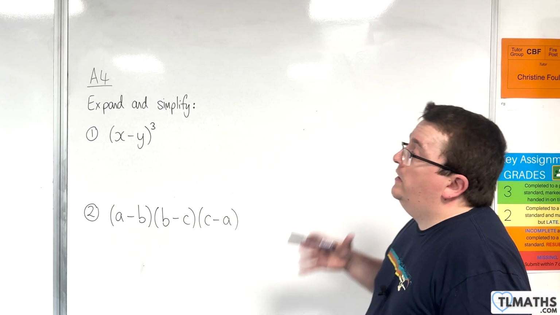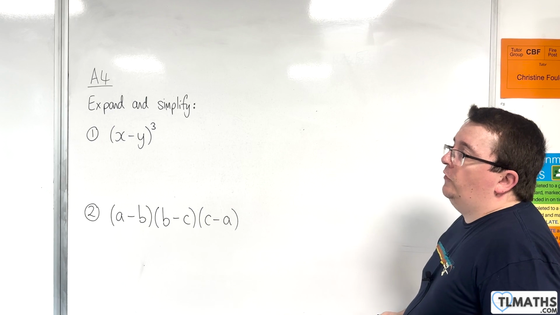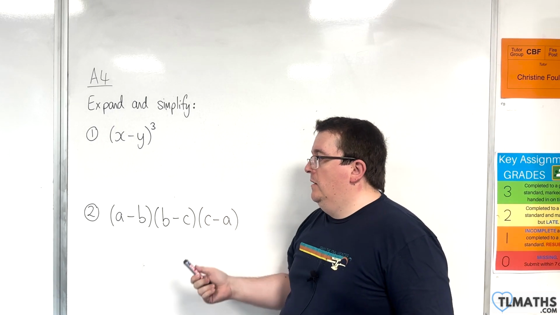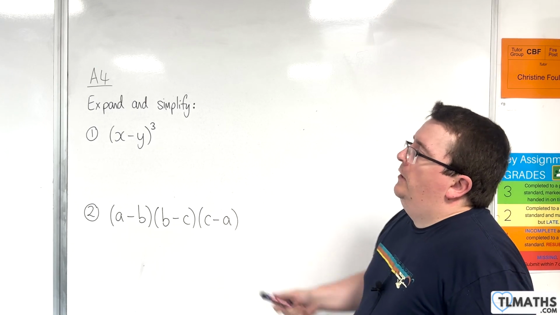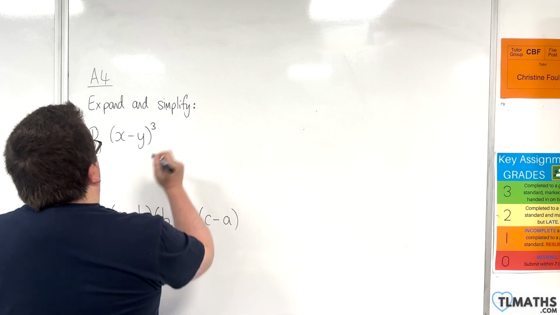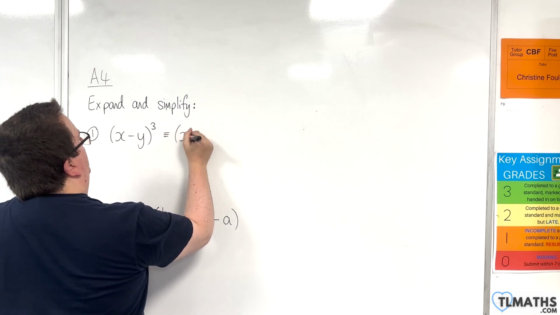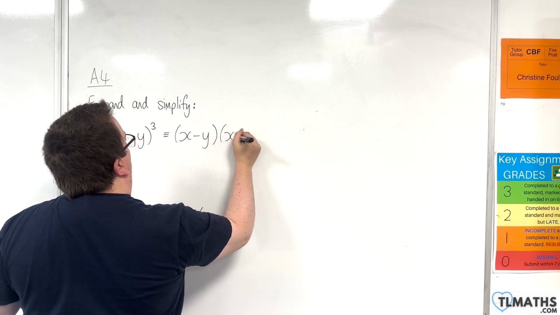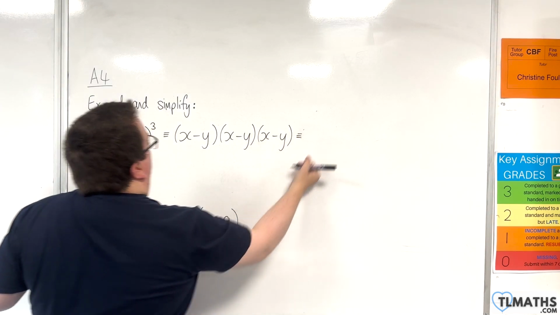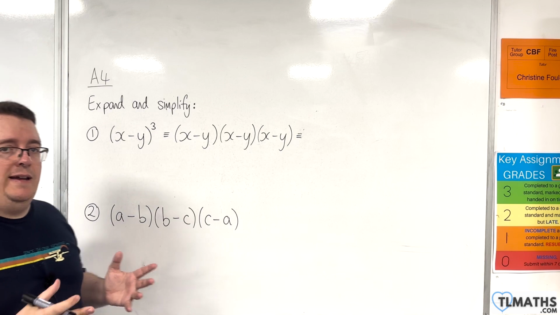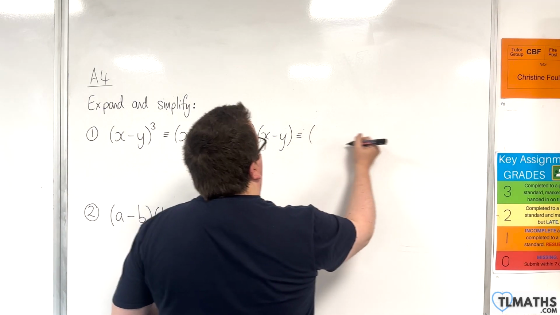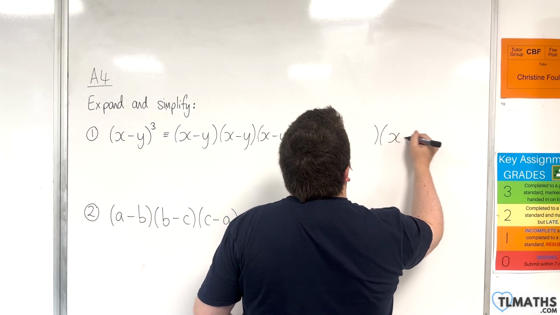So in this video, we're going to look at two more examples of expanding triple brackets. So in this case, I'm including more than one variable. So for number one, we've got x take away y all cubed, which of course is x take away y times x take away y times x take away y. So the first thing you want to do is choose two brackets that you want to expand. I'm going to go with the first two, and that's going to give me one bracket times x take away y.